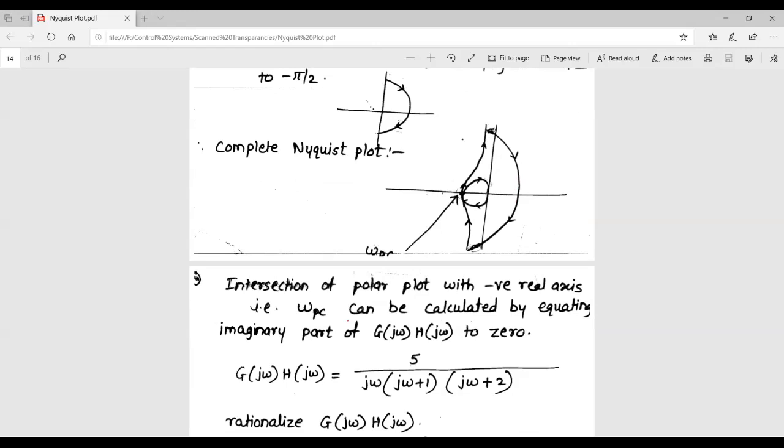After sketching the Nyquist plot, our task is to calculate n. n is nothing but the number of encirclements around the critical point. The critical point lies on the negative real axis, right? And so to understand whether this particular Nyquist plot is encircling the critical point or not, we need to understand what this particular point is, which is denoted as omega PC, right?